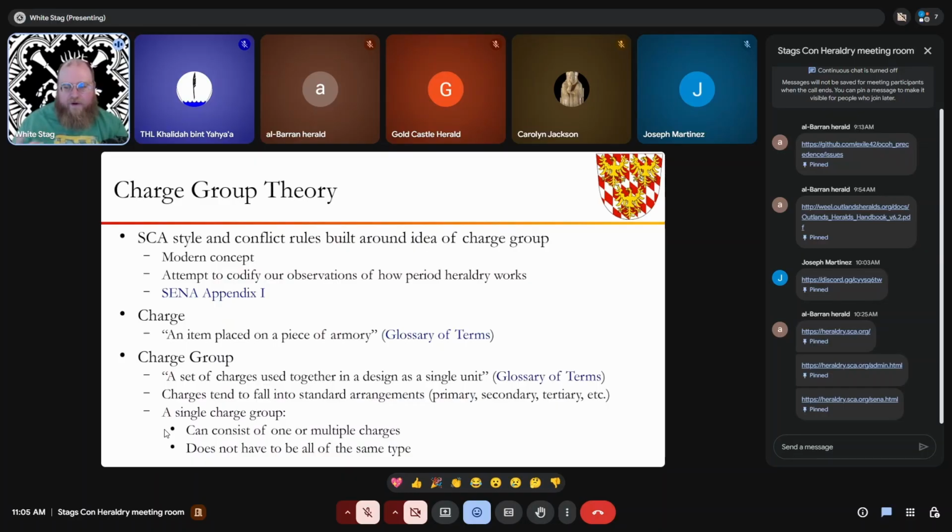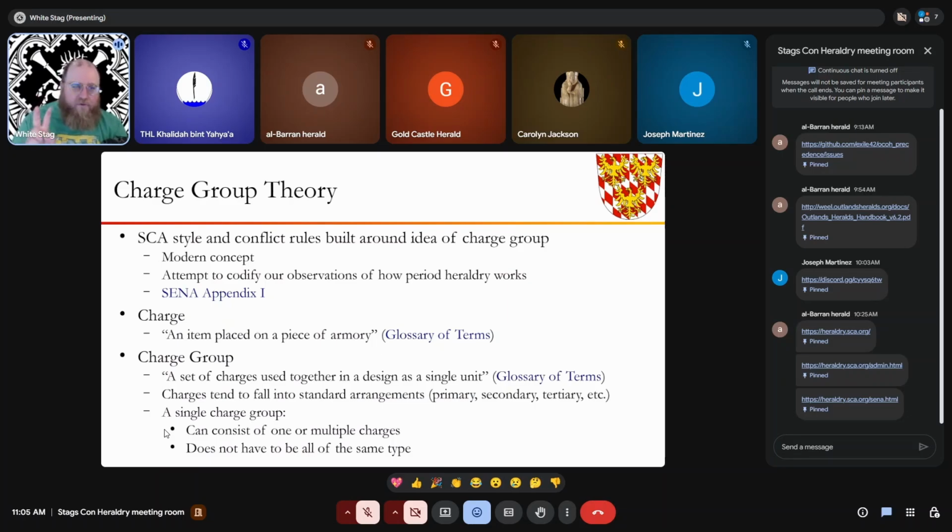What is a primary? What is a secondary? What is a tertiary charge group? But it is important to note that a single charge group consists of one or multiple charges. So you can have a charge group of 1 charge, and you can have a charge group of 6 charges. You can have a charge group of dissimilar types. So you can have 1 charge group that contains multiple types of charges.